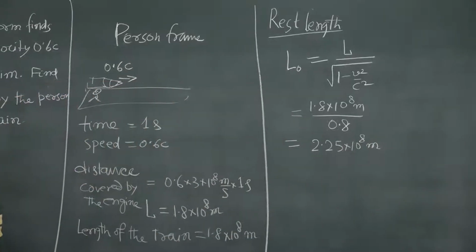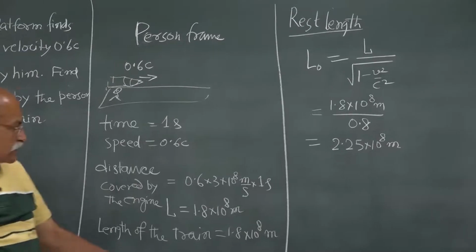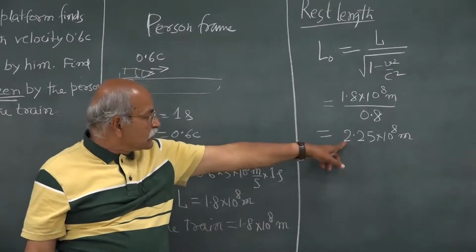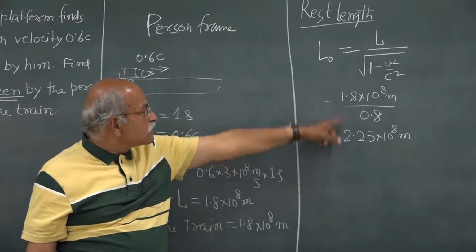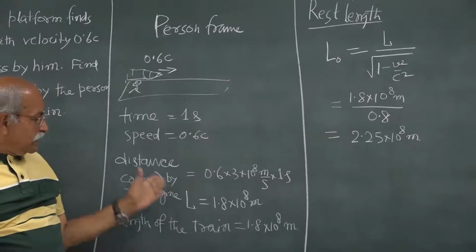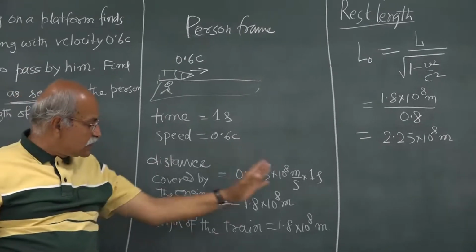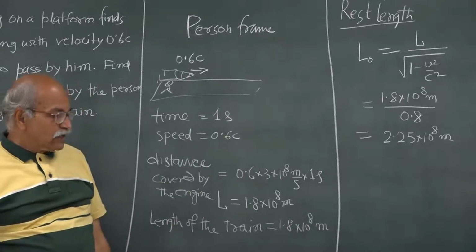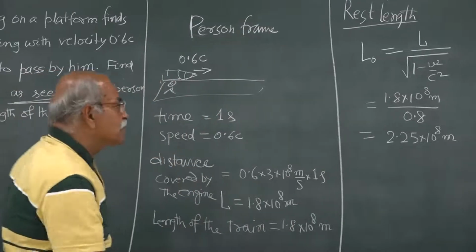So, at this speed, because of length contraction, the length of this train, the rest length is 2.225 × 10^8 meters, and because of the speed in the person's frame where the train is moving, it has reduced to this much. Okay. So, let us go to the next question.